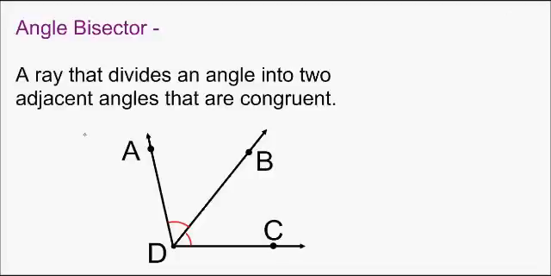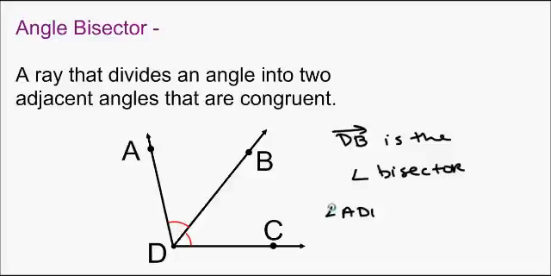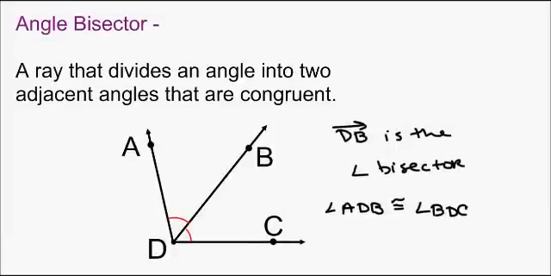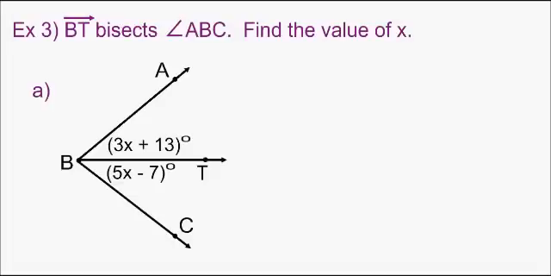An angle bisector is a ray that divides an angle into two adjacent angles that are congruent. So here, DB is the angle bisector. And you can see those two red arcs on our diagram showing that angle ADB is congruent to angle BDC. We'll go over how to construct an angle bisector during class.